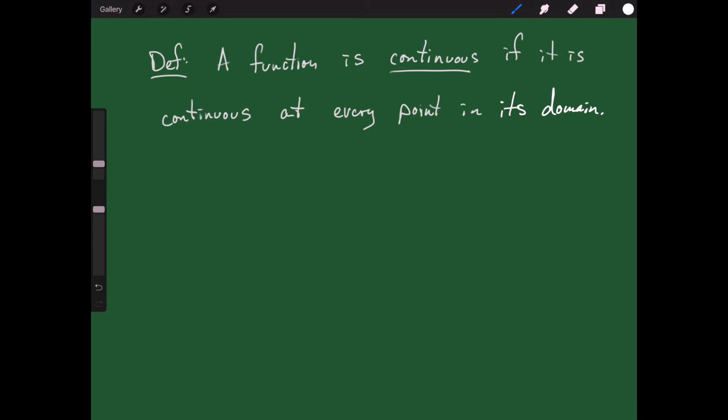Okay, so for the entire function to be continuous, it needs to be continuous at every single point in its domain. So it doesn't have to be continuous at points that aren't in its domain. It only has to be continuous at the points that are in the domain itself. Okay. So let's do a little example.